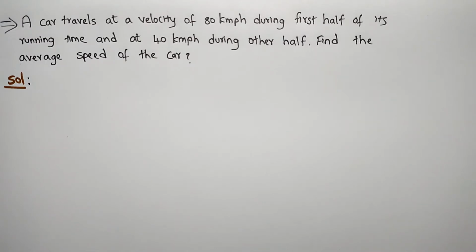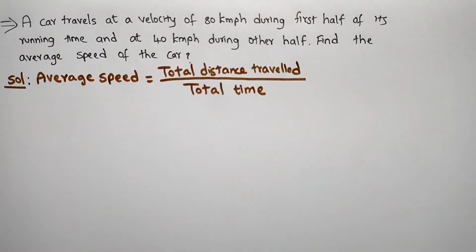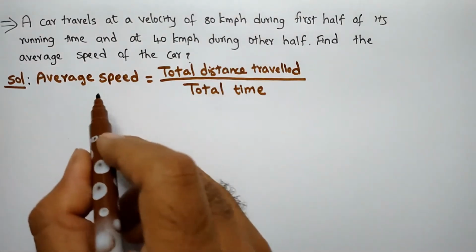In this video, we are going to discuss a simple problem related to average speed. The question is, a car travels at a velocity of 80 km per hour during first half of its running time and at 40 km per hour during other half. Find the average speed of the car.